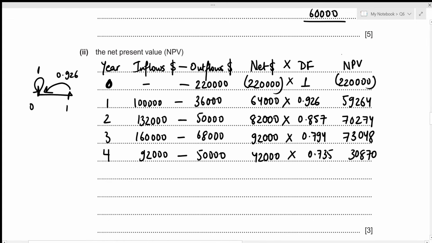So these are the net present value for each year. We now need to figure out the total net present value, which means that we need to add the net present value for each year. That's going to be the sum of these 5 amounts. So that's negative 220,000 plus 59,264 plus 70,274 plus 73,048 plus 30,870, which results in the net present value to be 13,456. This concludes the second part. Now we can move to the third one.